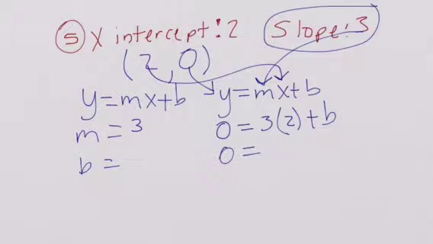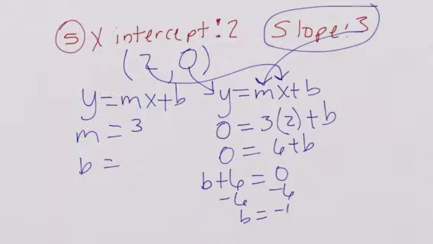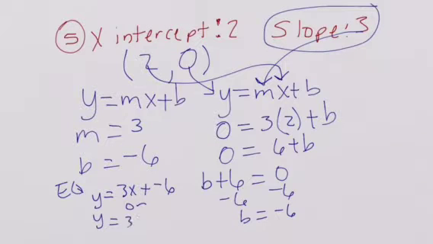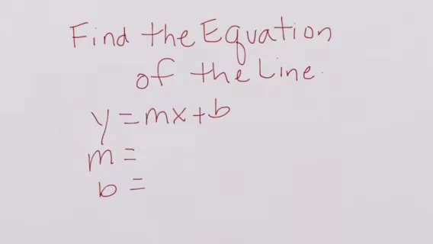So 0 is equal to 6 plus b. Is the b on the left? It's not, so we're going to do symmetrical. b plus 6 is 0. Zero pair out our 6. b is equal to -6, so now we have our -6. So our equation of the line is going to be y is equal to 3x plus -6, or y is equal to 3x minus 6. And those would be our two forms of the equation. And that's how you find the equation of a line.